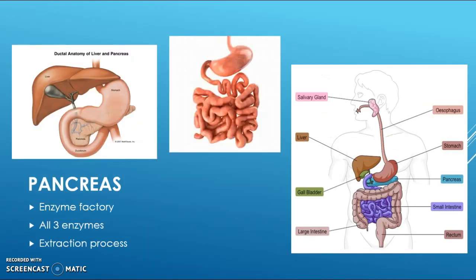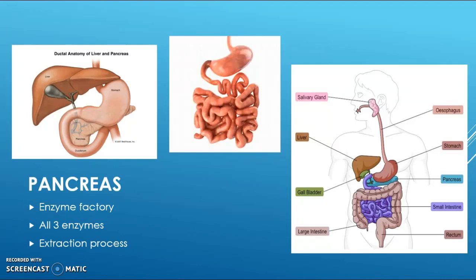The pancreas in the body is crucial for us, as it plays an essential role in converting the food we eat into fuel for our body's cells to use. Think of the pancreas as a kind of enzyme factory. It stores all three types of enzymes, amylase, protease, and lipase. These enzymes are then released into the small intestine so that the extraction process can begin to take place.